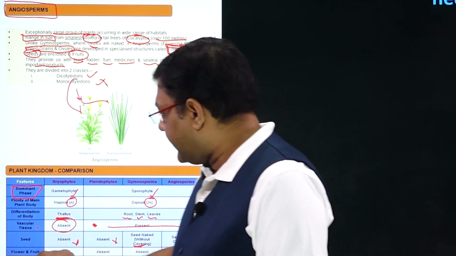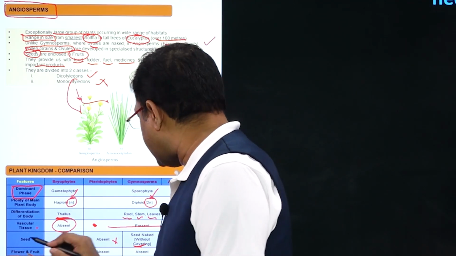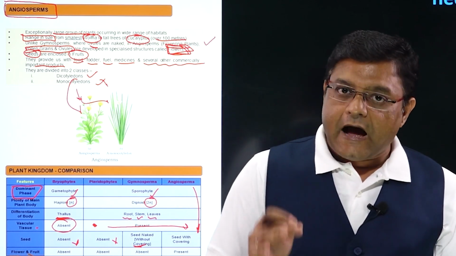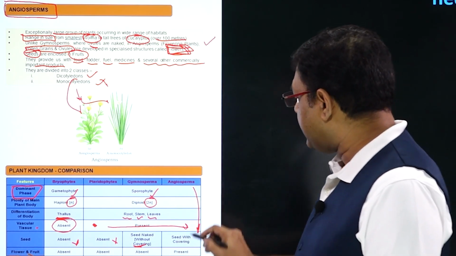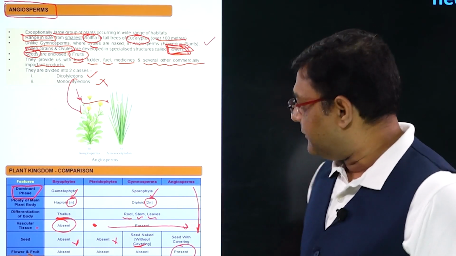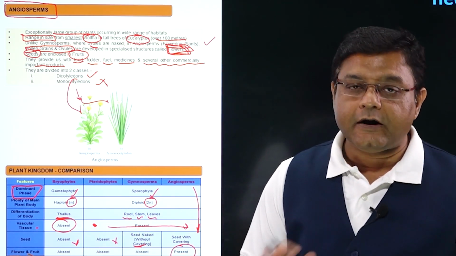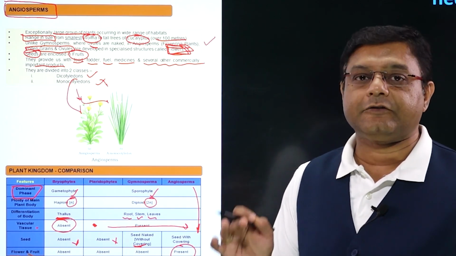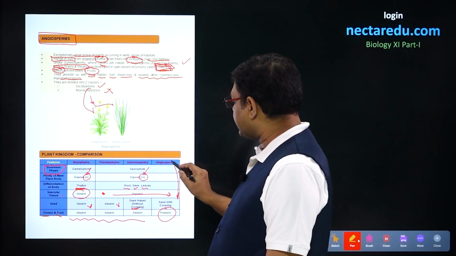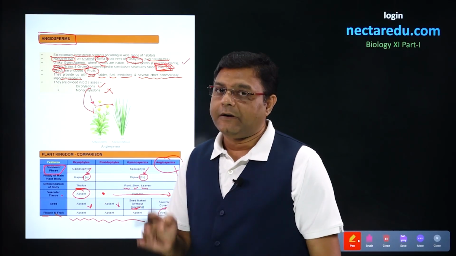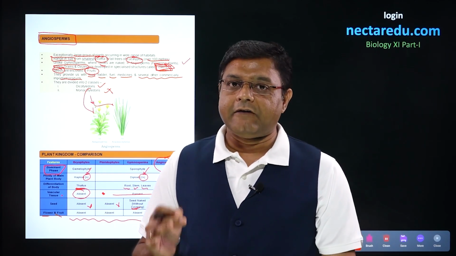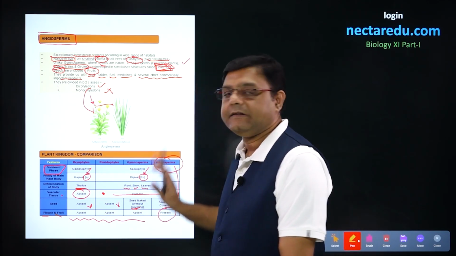After seeds, coming to the presence of flowers and fruits. Flowers and fruits are only present in the case of angiosperms. Bryophytes, pteridophytes and gymnosperms will not have any structure called flower or fruits, and that is why angiosperms are commonly called flowering plants, having a very important structure, that is the flower.